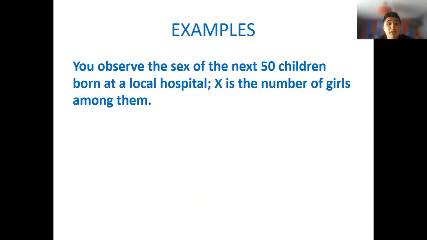The first one says, you observe the sex of the next 15 children born at a local hospital. X is the number of girls among them. So here we can think that it's a binomial distribution because there are only two results: the baby will be a girl or the baby will be a boy.